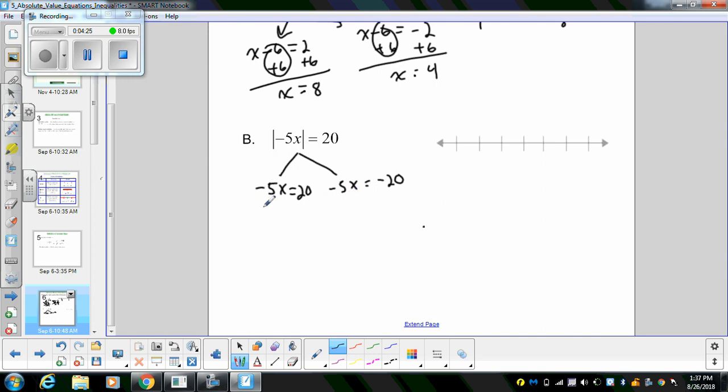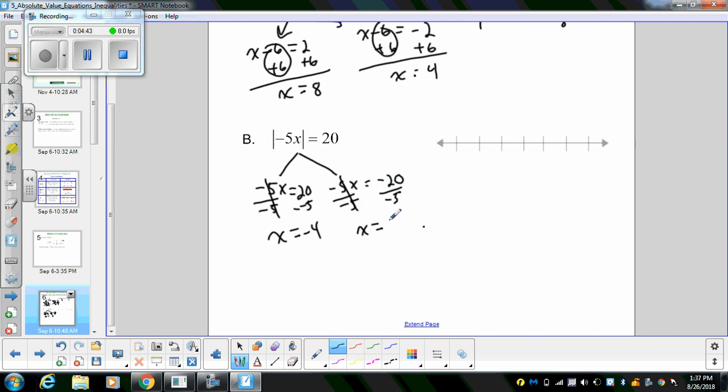So here all I have is a coefficient, so I'm going to divide both sides by negative 5. 20 divided by negative 5 ends up being negative 4. Divide by negative 5 here.